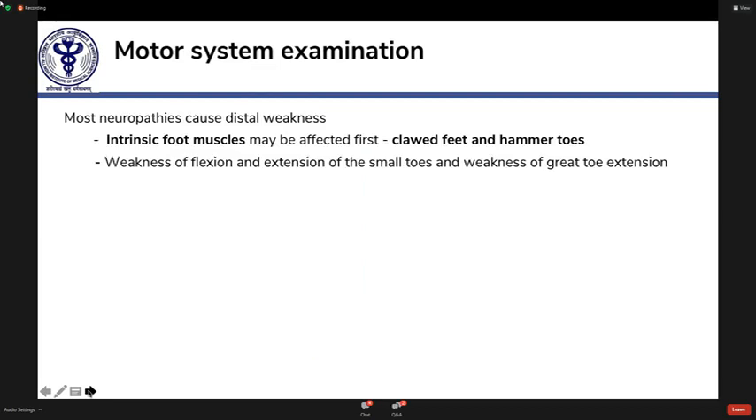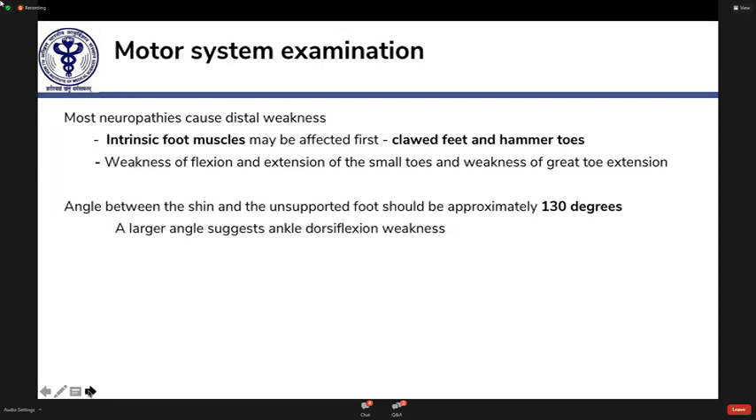Now, coming to the motor system examination, we're not going to go into how to test individual muscles, but at least a few clinical pointers. Most neuropathies cause distal weakness. The intrinsic foot muscles are affected first, causing clawed feet or hammer toes. Weakness of flexion and extension of small toes and weakness of great toe extension are affected. They may not complain initially if there's a mild weakness. We may find it on examination.